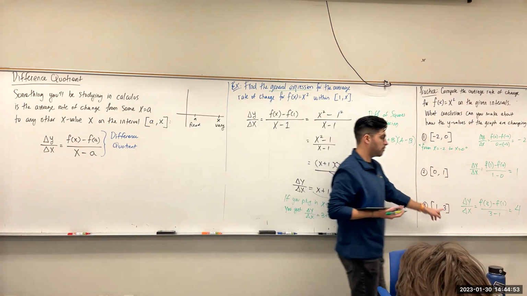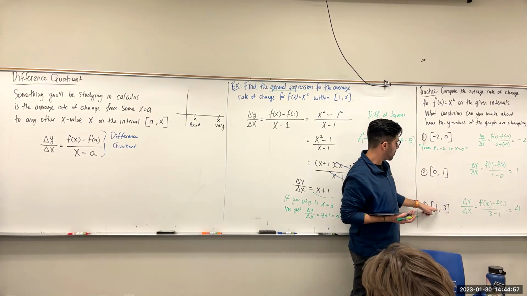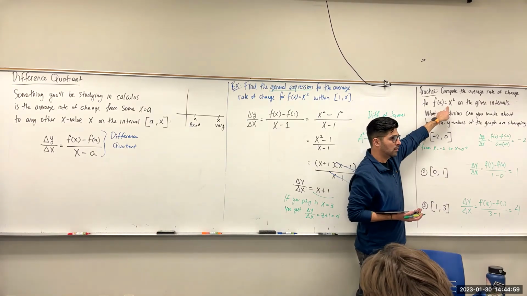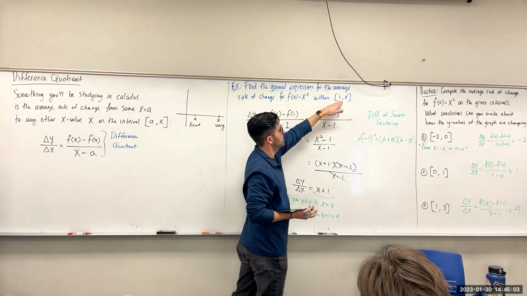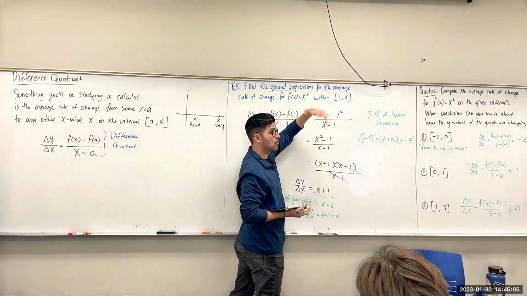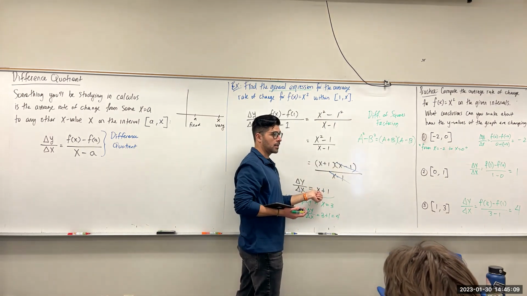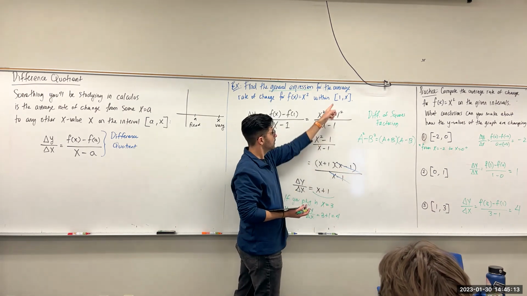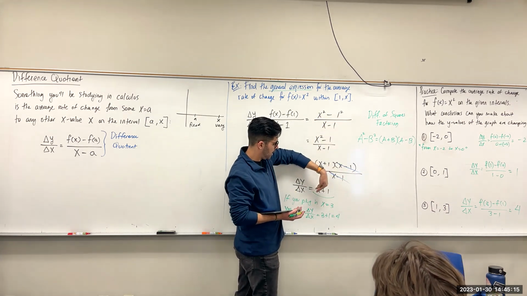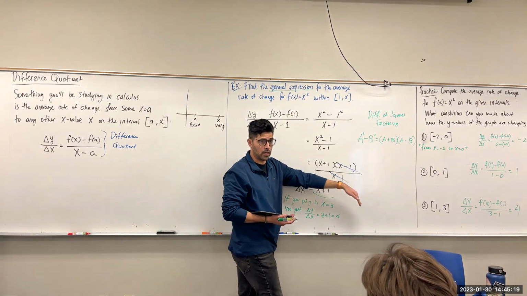I'm tying it back to this problem. See how this is the average rate of change from 1 to 3 for this function, which is the same function? What this does is find the average rate of change from 1 to any x value. You just have to plug it in at the end. If I plugged in 3, I would get the average rate of change being 4 from the interval 1 to 3.